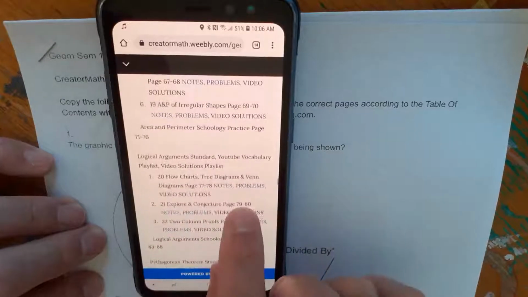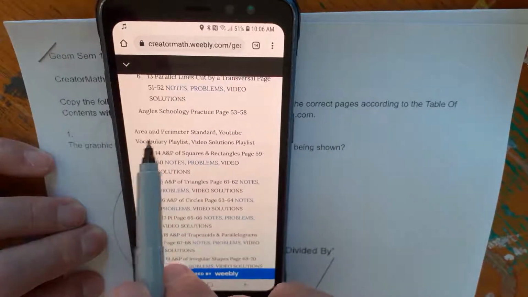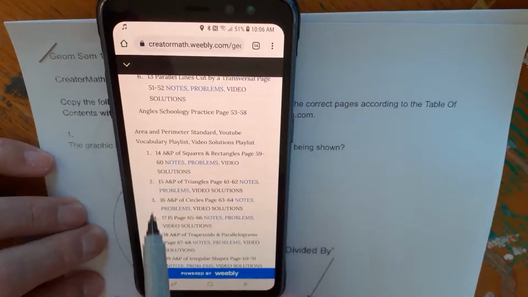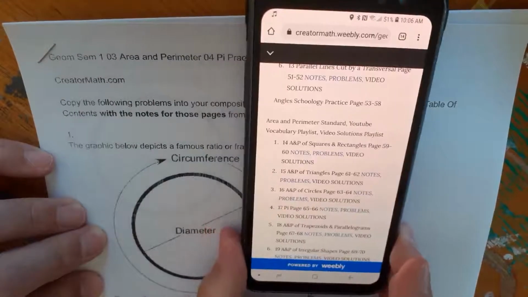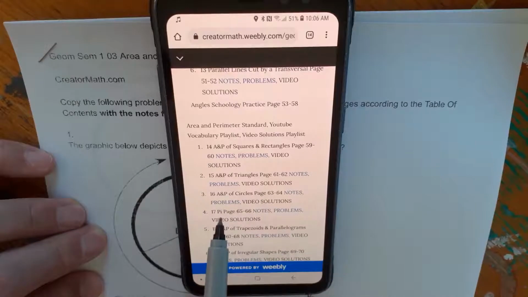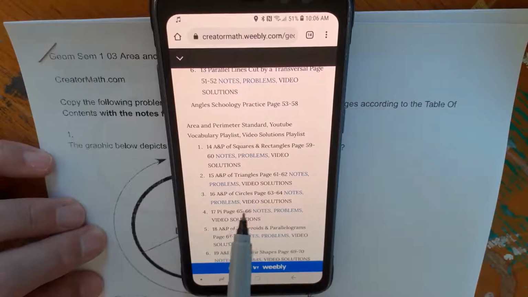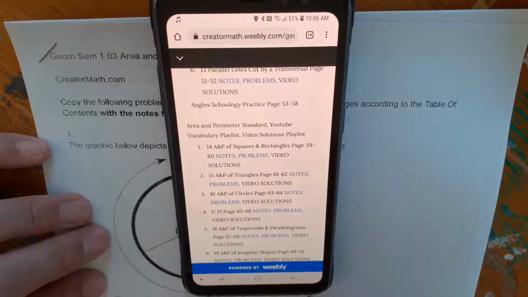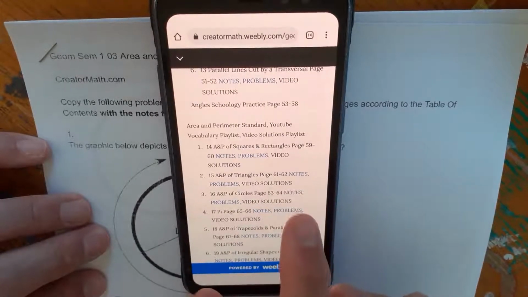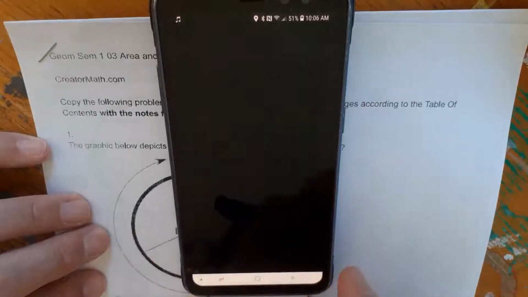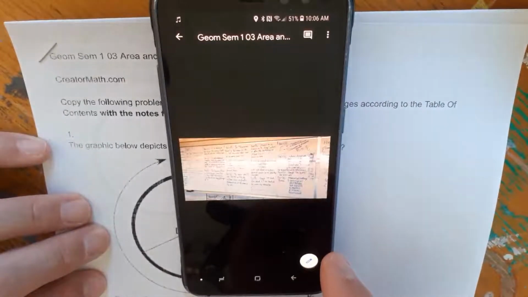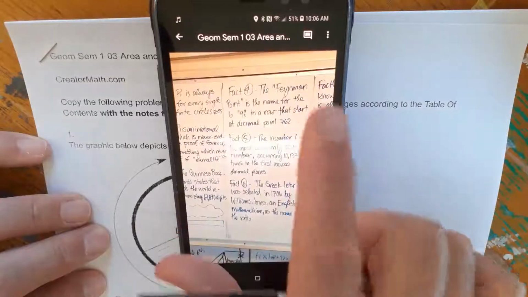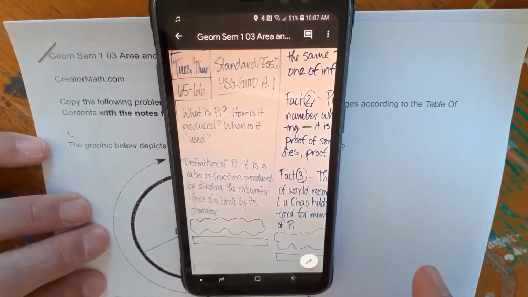Let's scroll down and find the unit we're in. So here it is, area and perimeter. It's the third unit. There's 6 lessons here, and we're on lesson number 4 right here. It's pi. These pages are where these notes go in your comp book. Don't look at this video for the correct page numbers. Go to the actual table of contents for when you're viewing this. By the time you watch this, these page numbers probably will be different. So click notes. Sometimes I have to open it a couple times. In this case, it came up on the first time, but don't be afraid to open it a couple times.